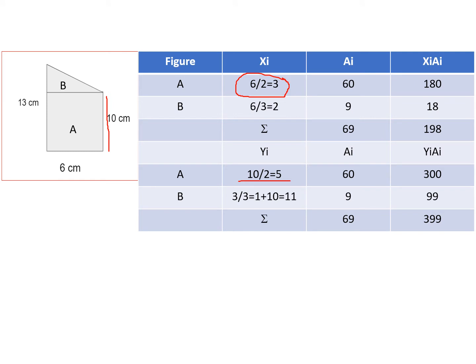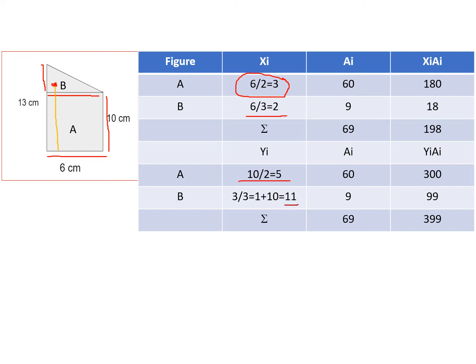To work on figure B or the triangle, I have to divide the base and the height by 3. So I will take the value for 6, again the same base as the rectangle, and I'm going to divide it by 3. That gives me a value of 2. To get the height, the entire height is 13, but I'm only interested in the height of B or the triangle, that is a value of 3. I divide 3 by 3 and get 1. But I need to realize that the centroid of the triangle is actually all the way over here. That means that I need to add to this the value of the other part of the height of the rectangle. That is why I am using in this case a value of 11.